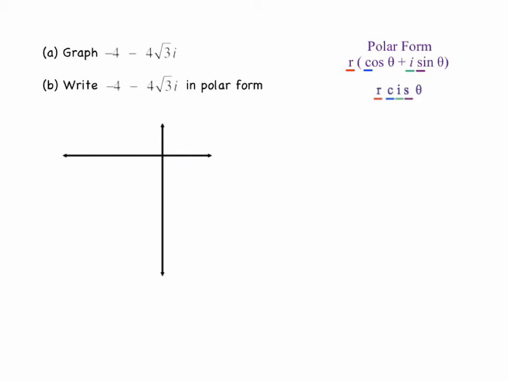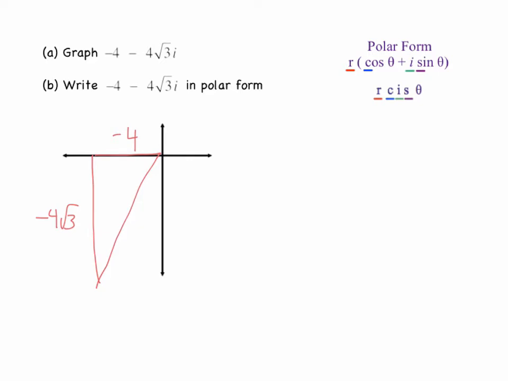Okay, our first one, we're going to first graph or make a picture of negative 4 minus 4 root 3 i. We're not going to do specific tick marks, but I do want to get a picture drawn. So I would be going to the left and then down. My distance to the left is the negative 4. And then this other side here is negative 4 root 3. Remember, I don't write the i here. The i just tells me that I'm going in the vertical direction, either up or down.